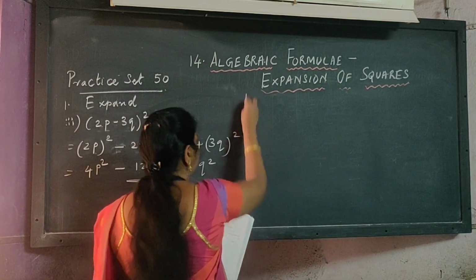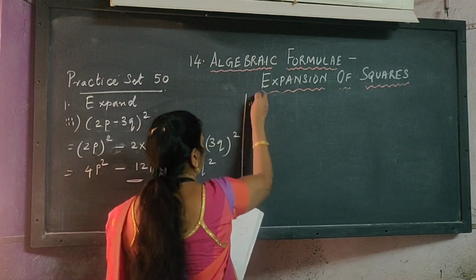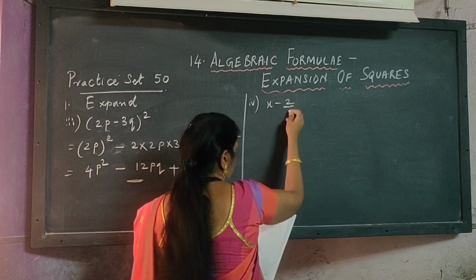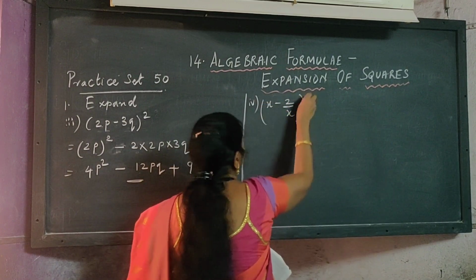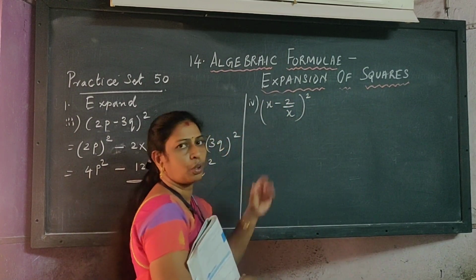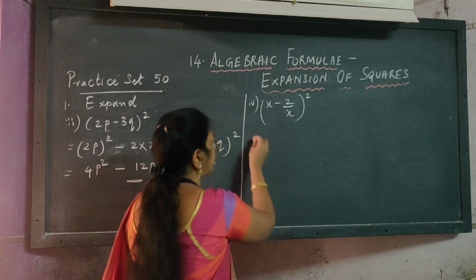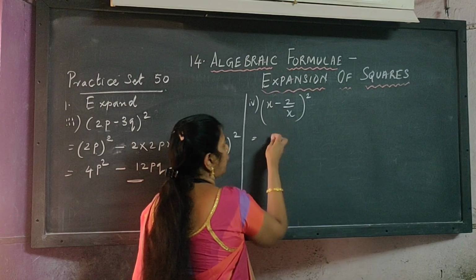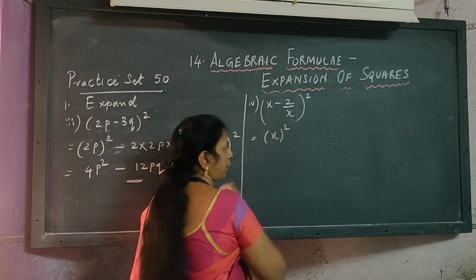Sum number 4, x minus 2 upon x the whole square. Again this is in the form of a minus b the whole square form. So we will consider here a minus b the whole square formula. So now first term is what? X. So take x the whole square.